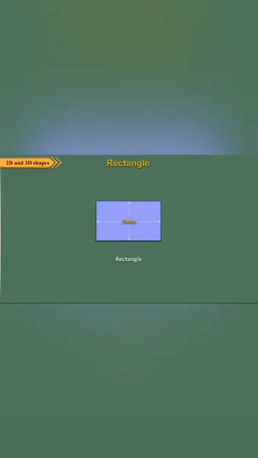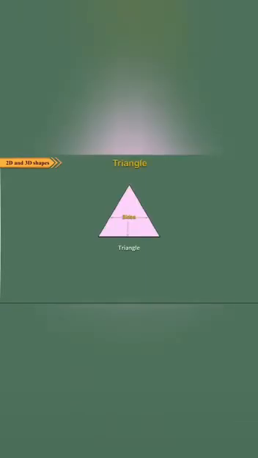Rectangle. A rectangle has four sides. The opposite sides of a rectangle are equal. It has four vertices. Triangle. A triangle has three sides. It has three vertices or corners. Circle. A circle has no vertex. It is a closed loop.